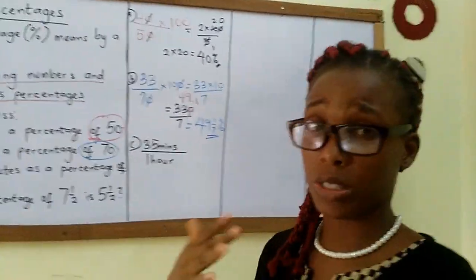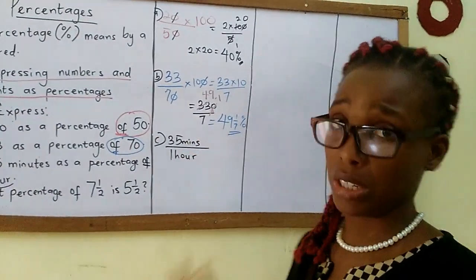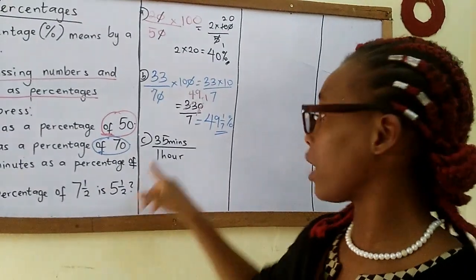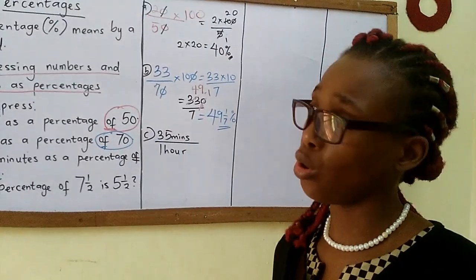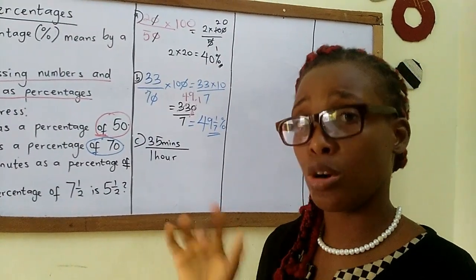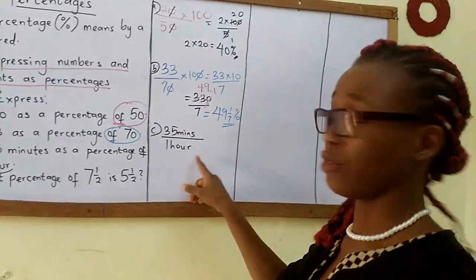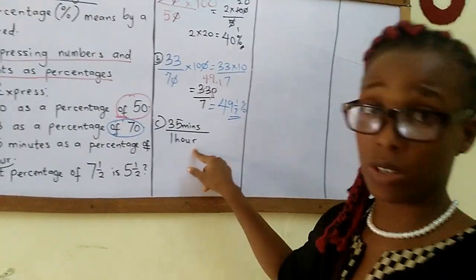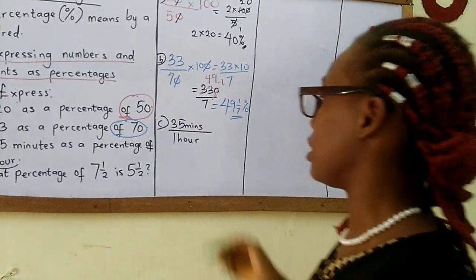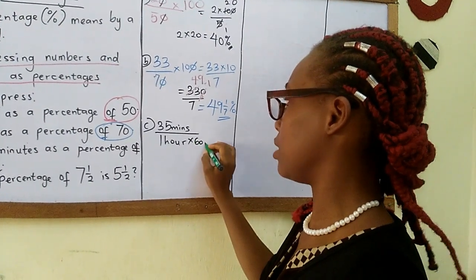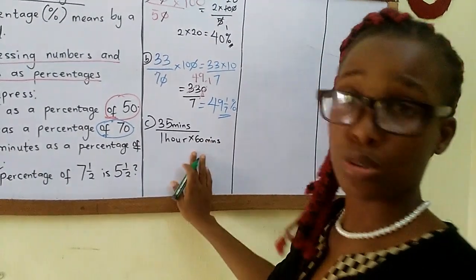So the only way they can communicate with themselves is if both of them are in minutes or both of them are in hours. And we cannot change 35 minutes to hours because 35 minutes is not up to 60, so we cannot convert 35 to 1 hour. But we can convert 1 hour to minutes. That will be times 60 minutes. We are changing 1 hour to minutes.